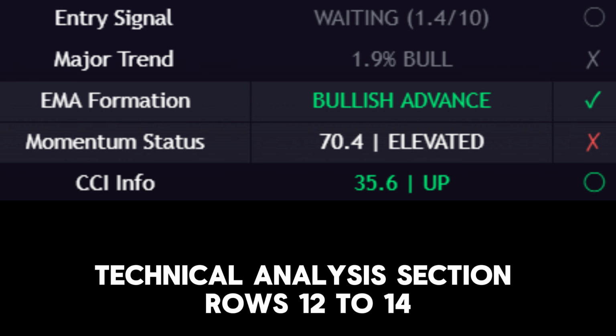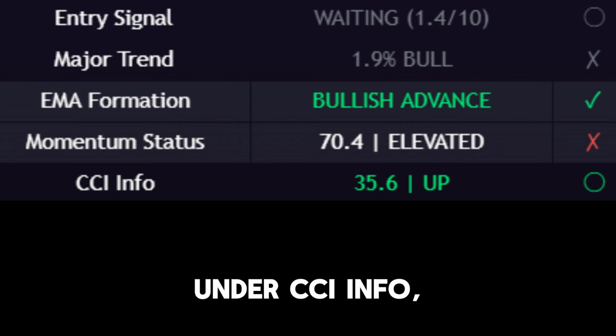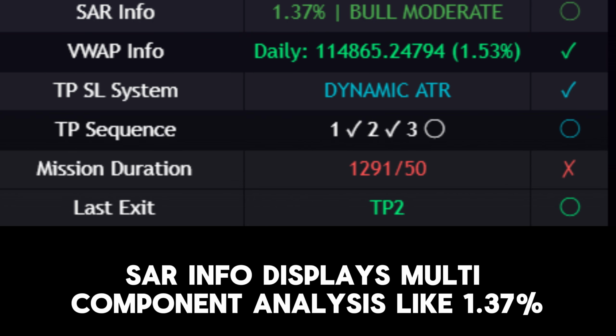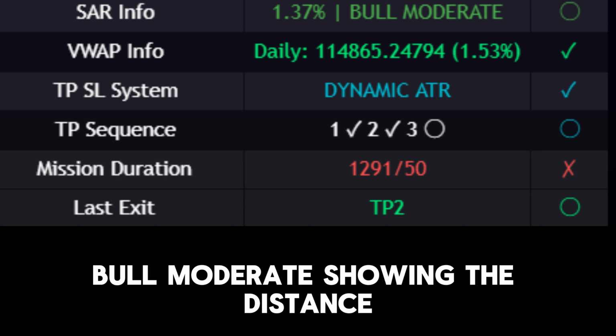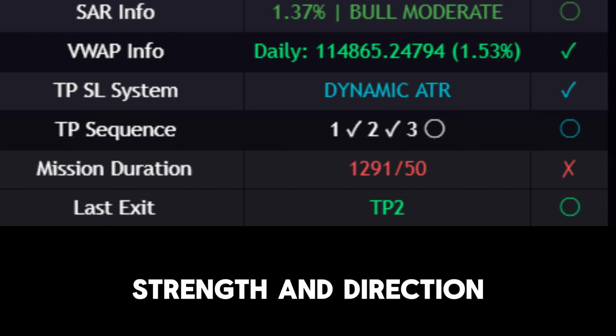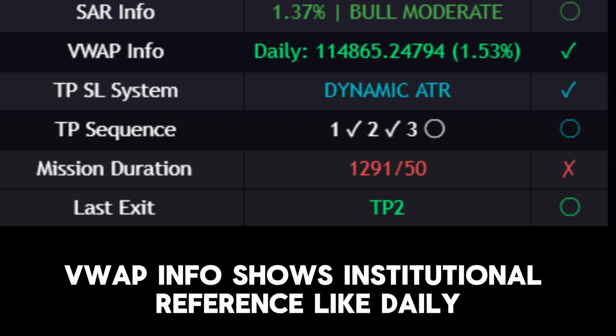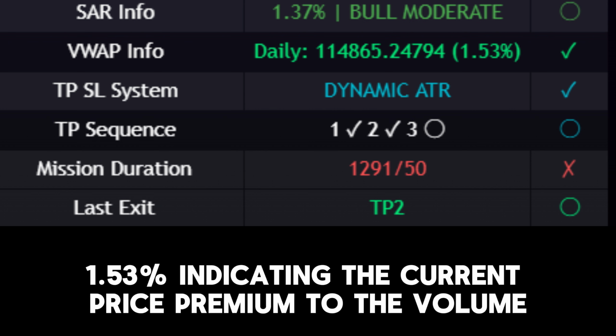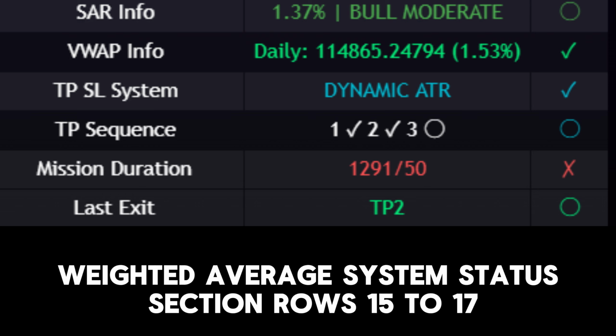Technical analysis section, rows 12 to 14. Under CCI info, we see a reading of 35.6 with an up indicator. SAR info displays multi-component analysis like 1.37% bull moderate, showing the distance, strength, and direction. VWAP info shows institutional reference, like daily, $114,865.2479, 1.53%, indicating the current price premium to the volume-weighted average. System status section, rows 15 to 17.